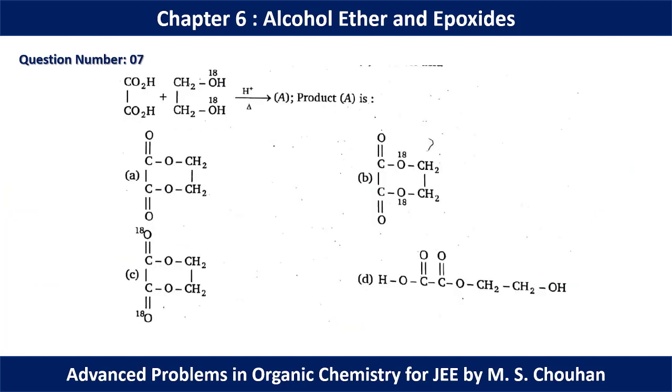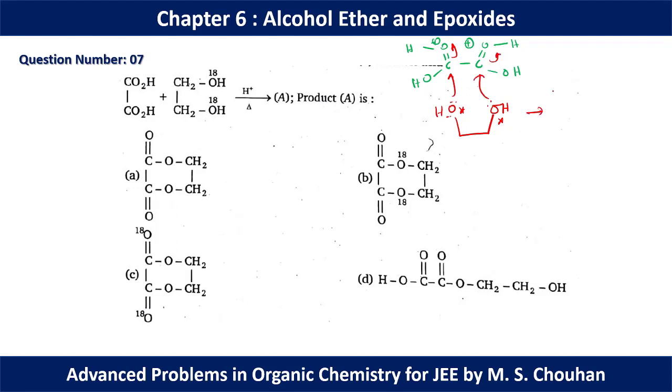In question number 7, we have to perform the same esterification reaction. Here also, if we follow the same mechanism, we have oxalic acid. So initial protonation will be done in this position. Now we have glycol. Okay, and this is O18. This lone pair can approach this carbon.